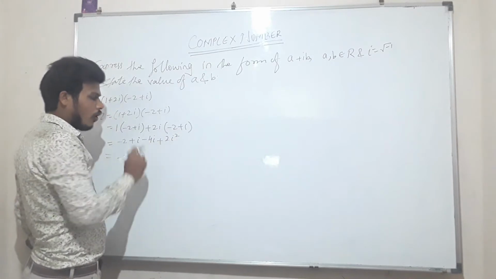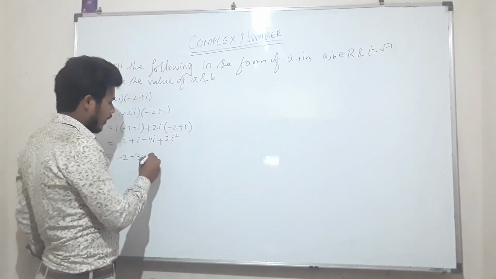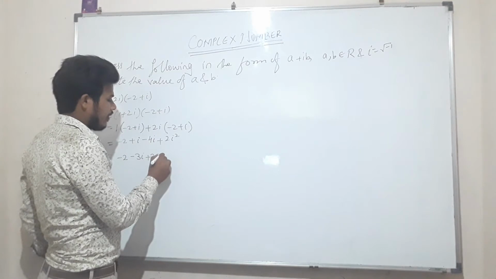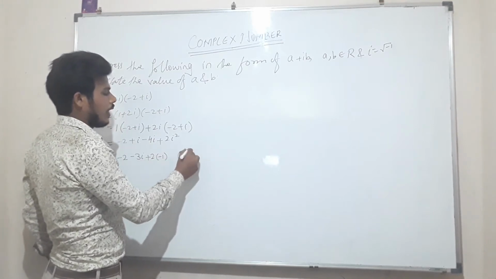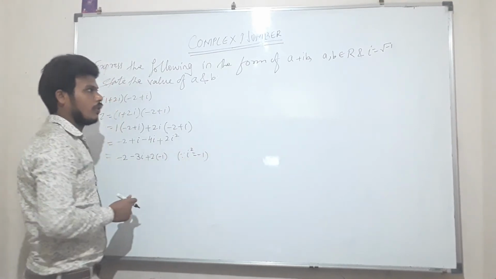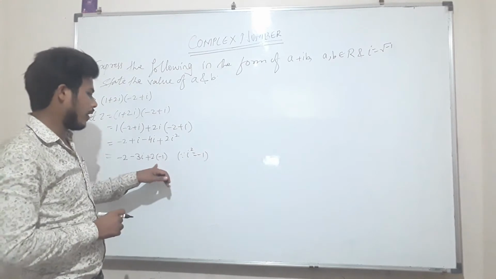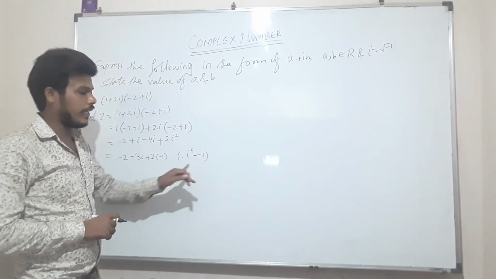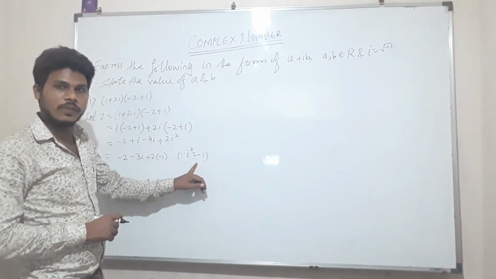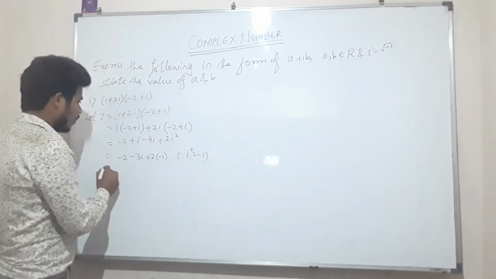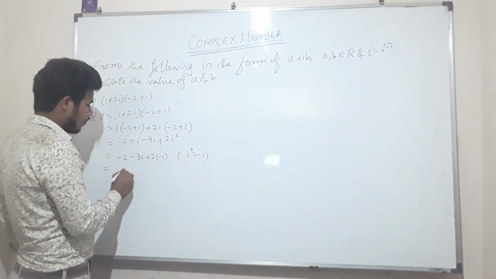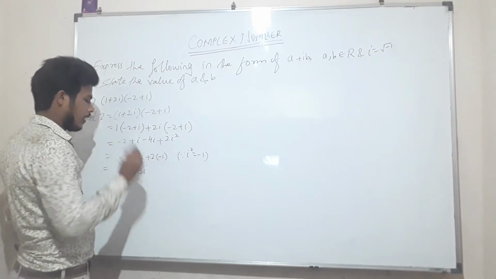And the value of i square is minus 1, as we have seen in the previous lecture, since i square is equal to minus 1. So directly we can substitute the value of i square as minus 1 and write the result. So minus 2 minus 2 is minus 4, minus 3i.